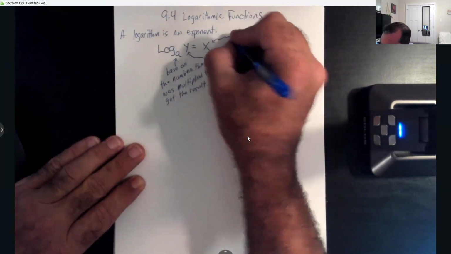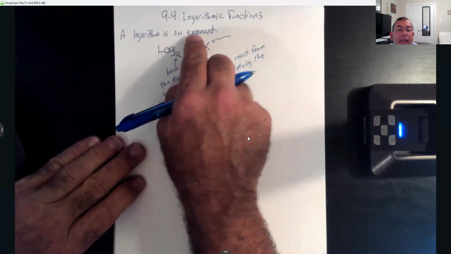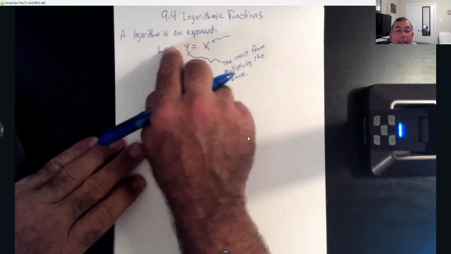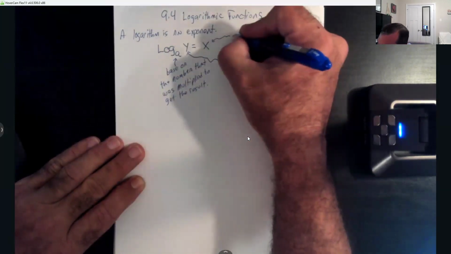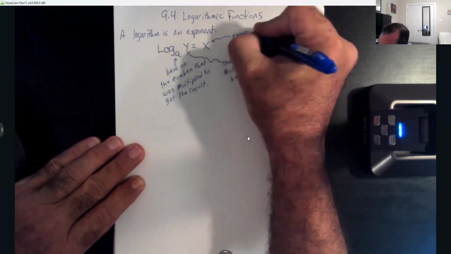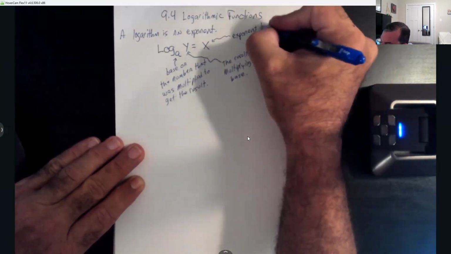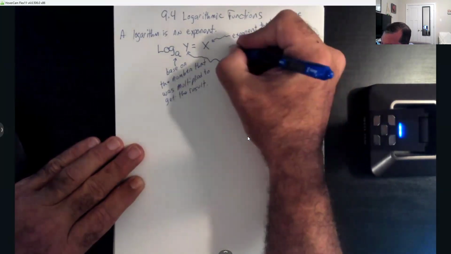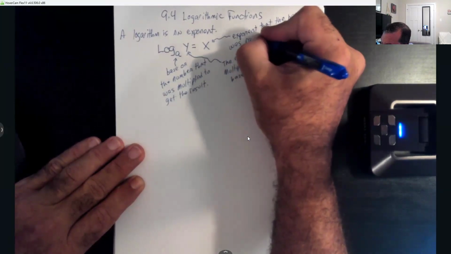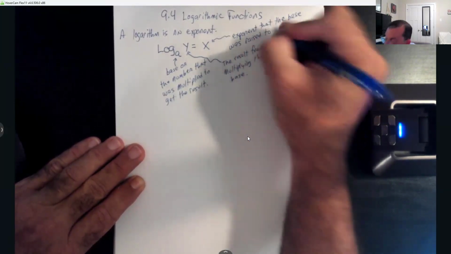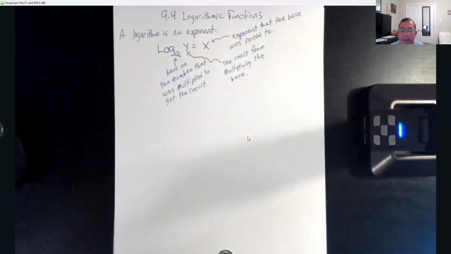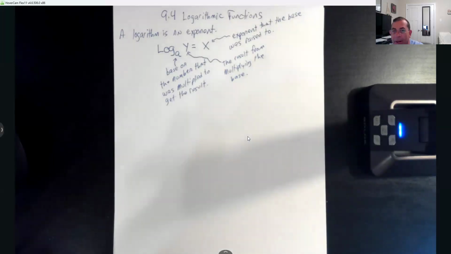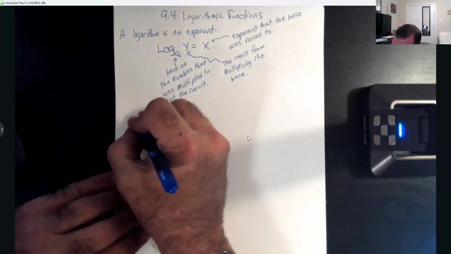This little x, remember we said a logarithm is an exponent. So if you take the log of a result like this, x is the exponent that the base was raised to. Okay. So you're not starting out with, say, 5 squared. Let me show you what we got going on.